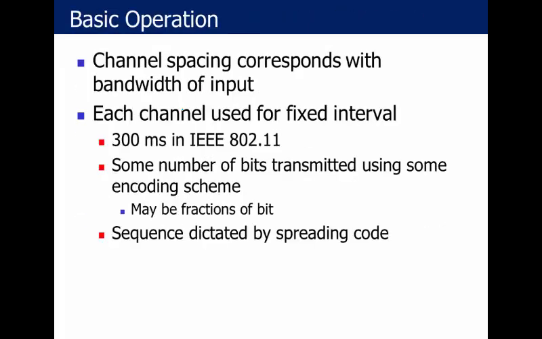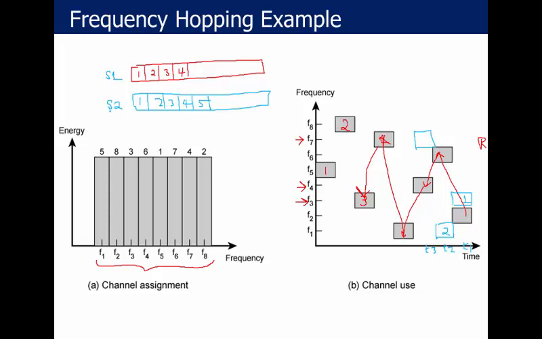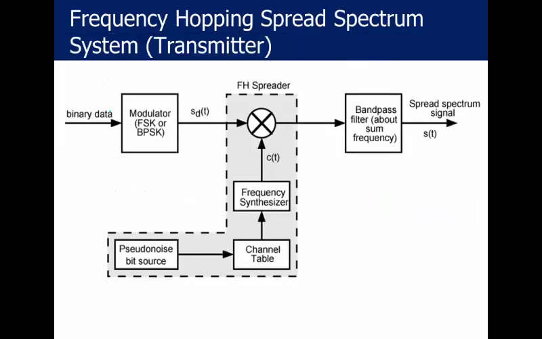enhancement of CDMA. Basic operation is channel spacing corresponds with the bandwidth of the input. Each channel is used for a fixed interval. So usually 802.11, 300 millisecond intervals. Some number of bits transmitted using some encoding sequence directly by spreading code. And so the idea is this. So what happens in this block diagram?